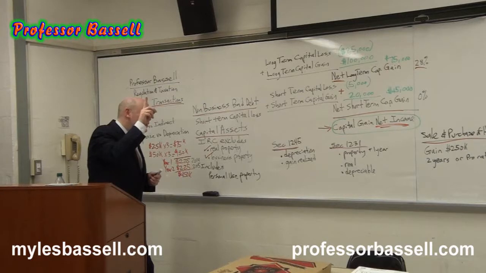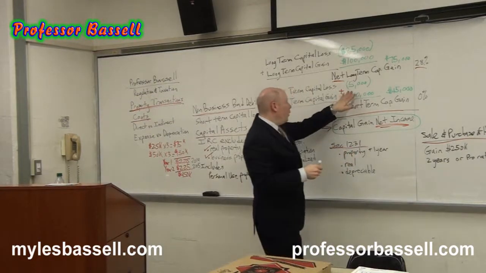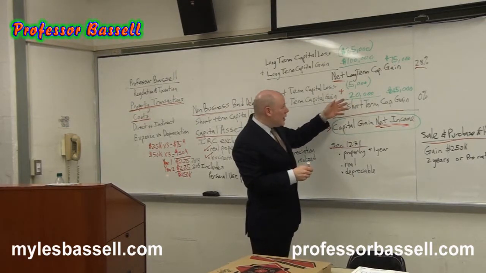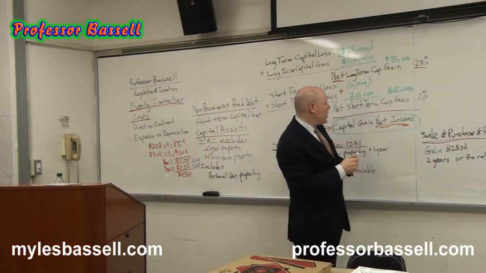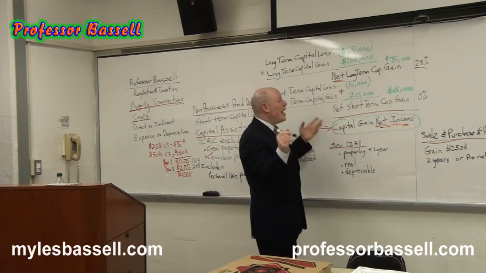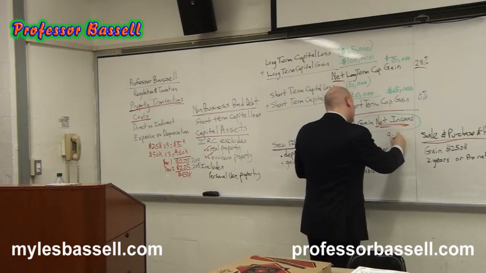So our loss was 5,000. Our short-term capital gain was 20,000. That means the net short-term capital gain is $15,000. That means our capital gain net income is $90,000.